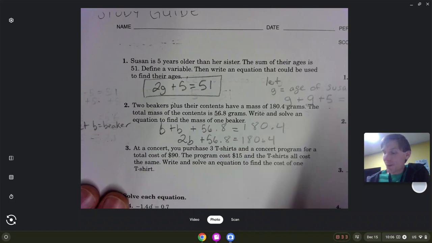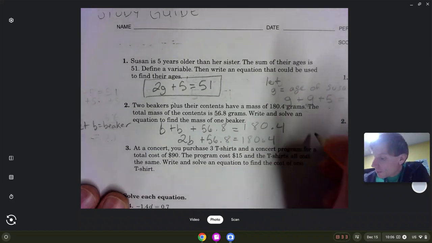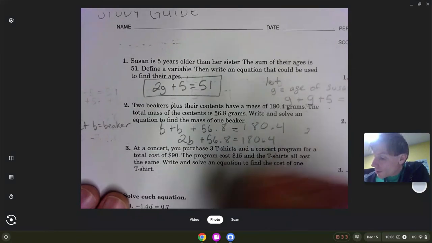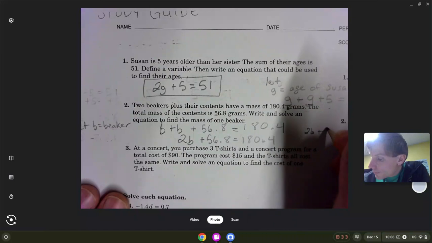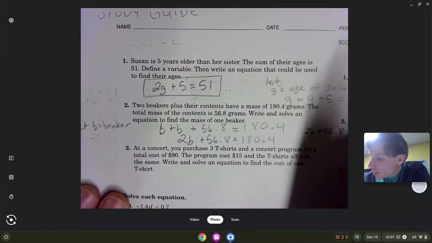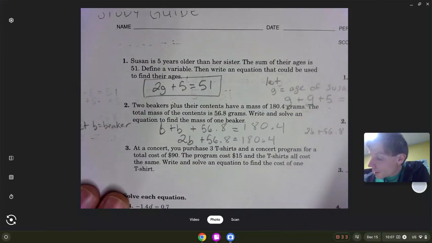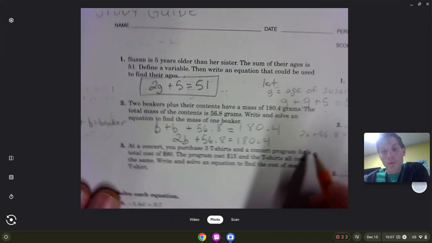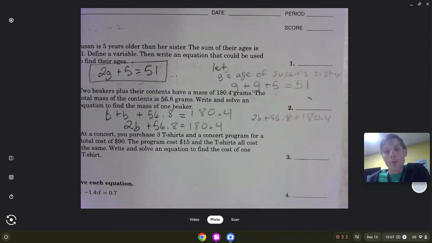This one does say solve, so we will solve this one. All right, so we said 2B plus 56.8 equals 180.4, okay? Remember, for all these problems, we can always use our don't call me after midnight strategy. It works for any of these problems. If it's a one step, you probably just use the A or S at the end of don't call me after midnight.